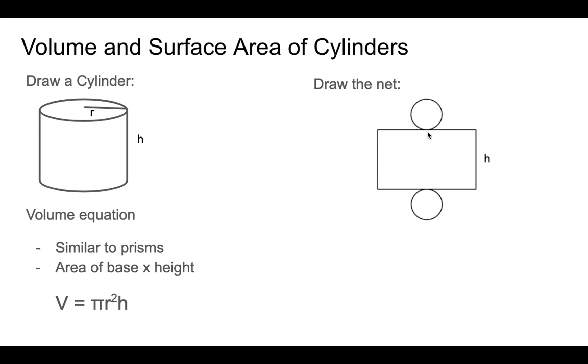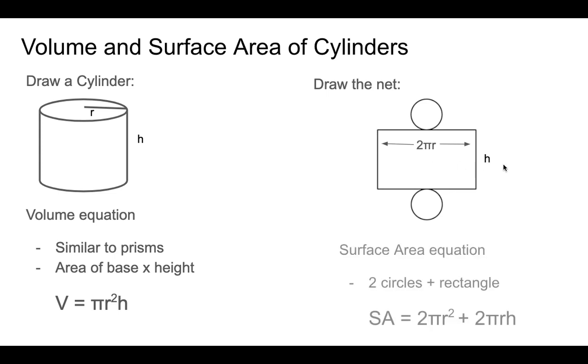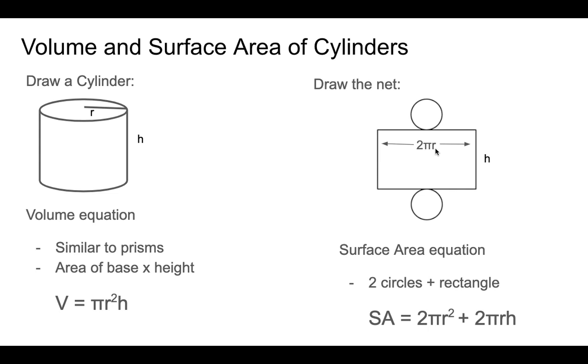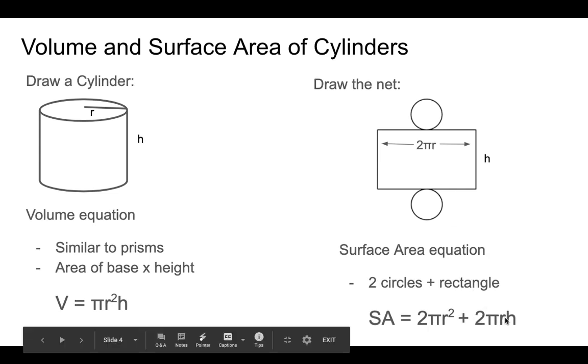The distance around a circle is called the circumference, and the circumference of a circle is found by multiplying 2 pi times r. So if we put these together, the surface area equation is we have two circles and one rectangle. The area of each circle is pi r squared, but we have two of them, so it becomes 2 pi r squared. And the area of the rectangle is h times 2 pi r, and so we'll write it as 2 pi r h, just so it looks similar to the first one. Okay, so there are our equations for our volume and surface area.